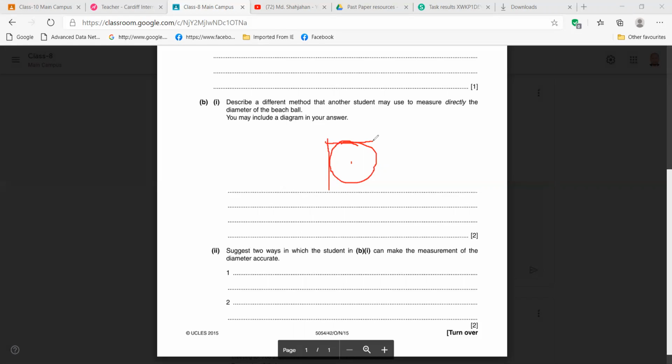Yeah. Can we use meter rules for this? Yes, we can take two meter rules. Did you see our lab meter rule, Lamisa? Yes, sir. It's about 1 meter. That one is also bigger, right? You can use it for the beach ball. Yes, sir.